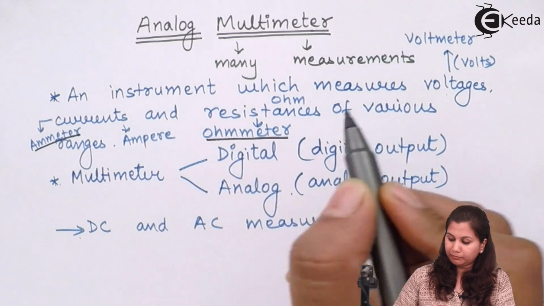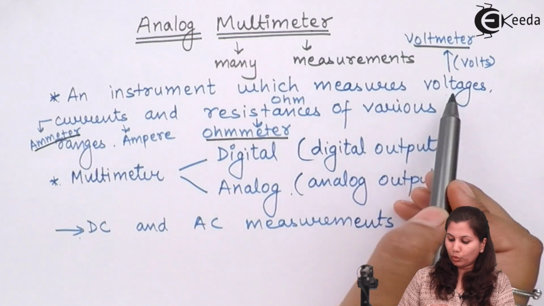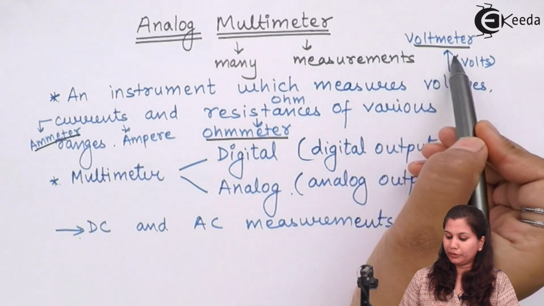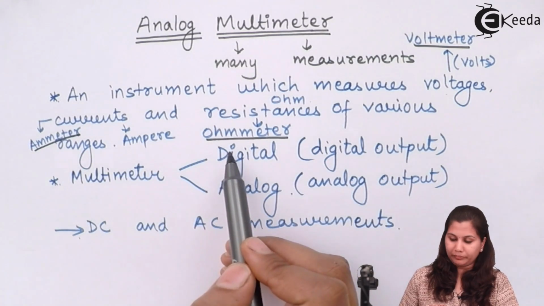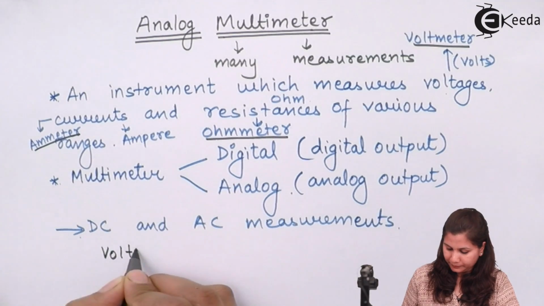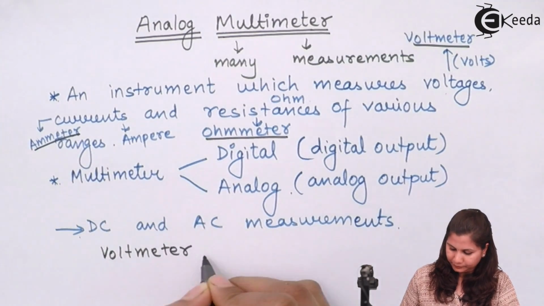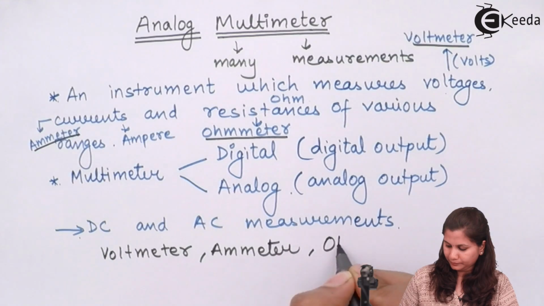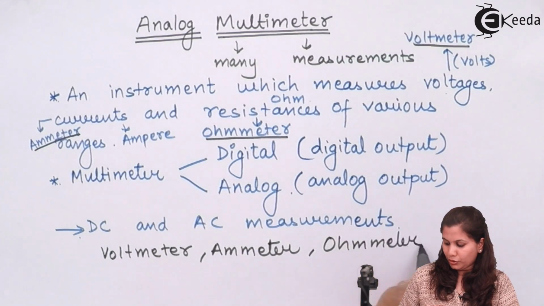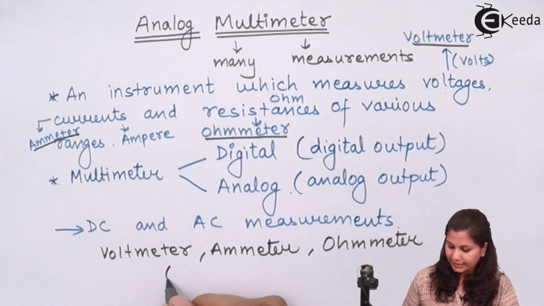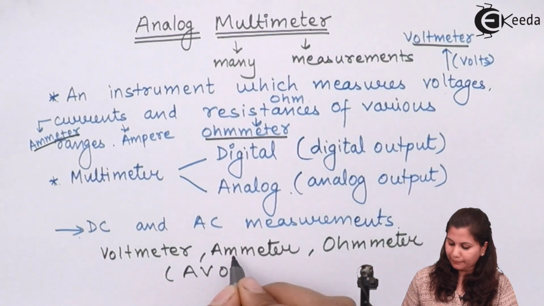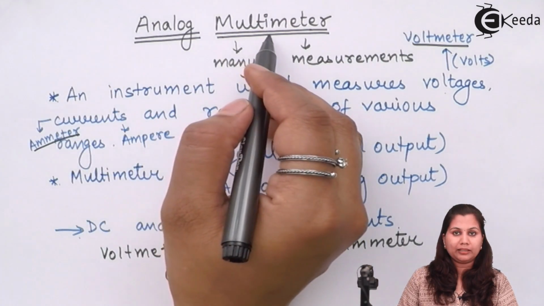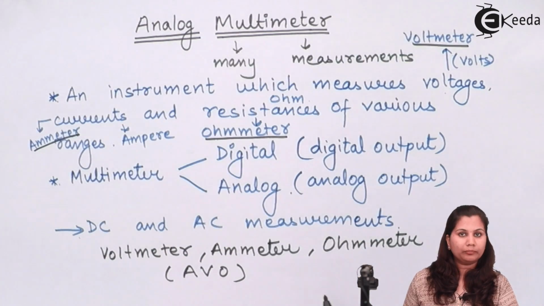Because this multimeter measures voltage, current and resistance, we can say that it is a combination of voltmeter, ammeter and ohmmeter. So it is sometimes also known as AVO: A for ammeter, V for voltmeter, and O for ohmmeter. So analog multimeter can also be called an AVO meter.